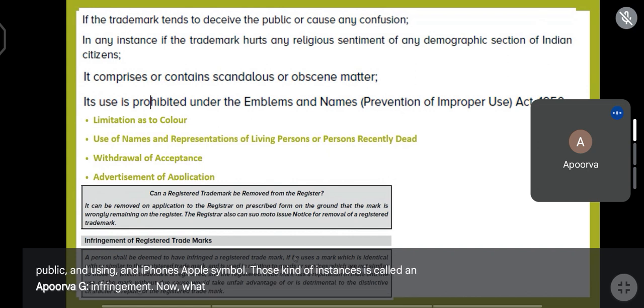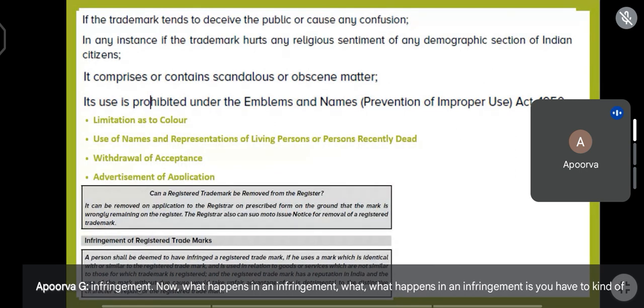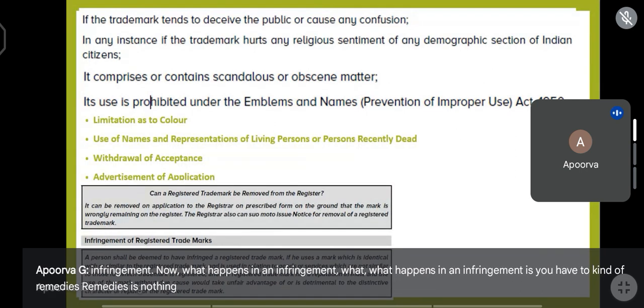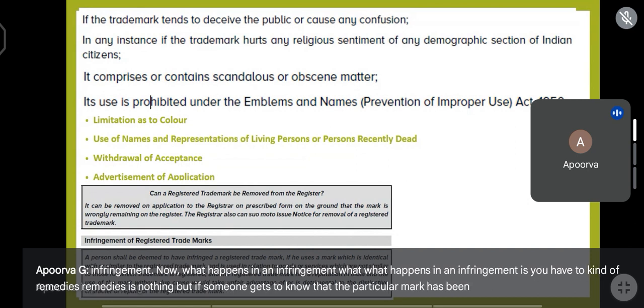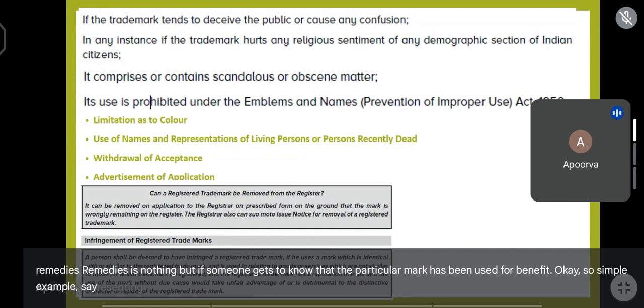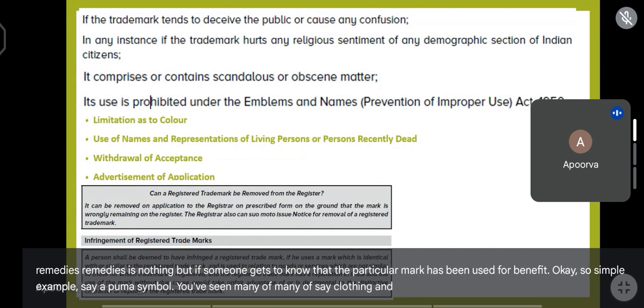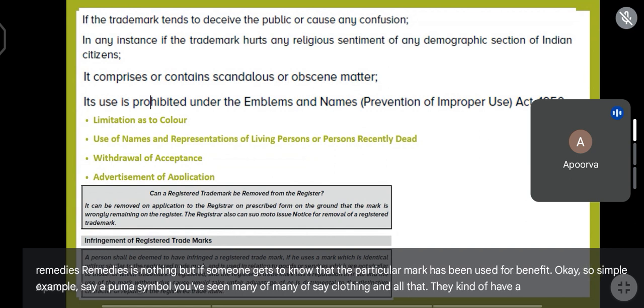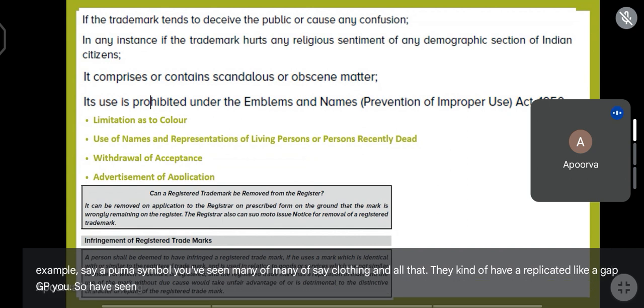Now, what happens in an infringement? You have two kinds of remedies. Remedies are what you can seek if someone gets to know that the particular mark has been used for someone else's benefit. Simple example, a Puma symbol. You've seen many clothing brands that have replicated, like a GAP. You also have seen Puma, Adidas.